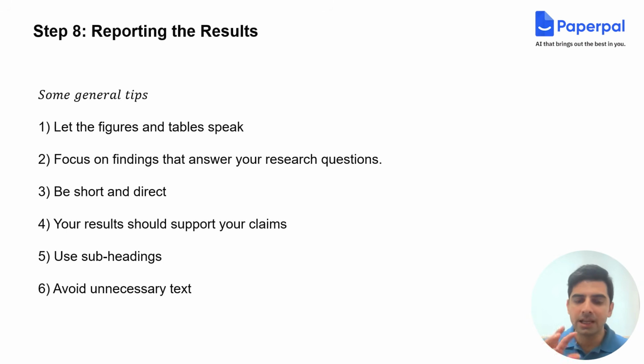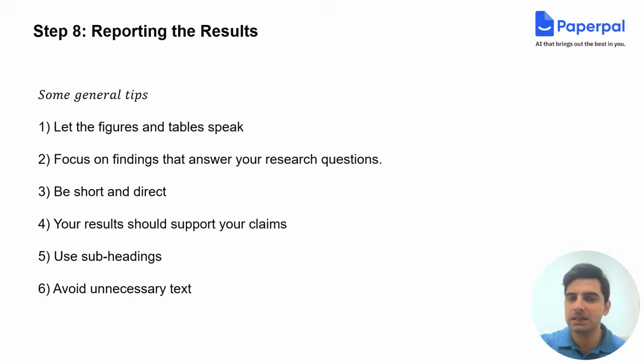Claim only those things that you can support through your findings in the results section. Then be short and direct. Do not think that if you just elaborate unnecessarily, your paper will get accepted. Be to the point. As I mentioned, your results should support your claims. Then use subheadings.